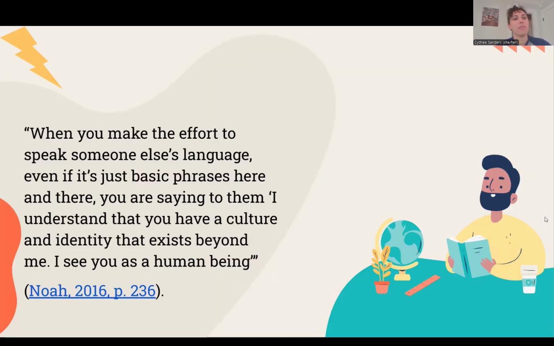I also want to connect back to a favorite quote of mine because it deeply connects with today's topic. In Trevor Noah's book, Born a Crime, he paraphrases a famous quote by Nelson Mandela. Noah says, "When you make the effort to speak someone else's language, even if it's just basic phrases here and there, you are saying to them, I understand that you have a culture and identity that exists beyond me. I see you as a human being." Above all else, I want to make sure the learners I teach know I see them as human beings. And one way to do this is through translanguaging.